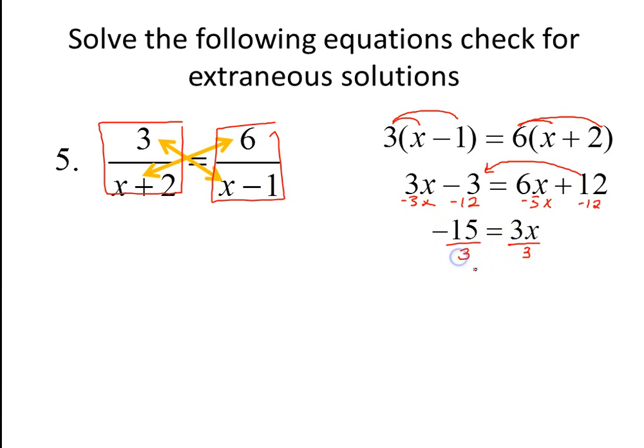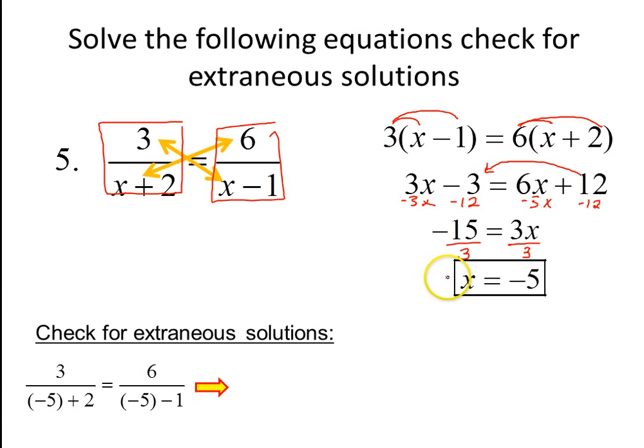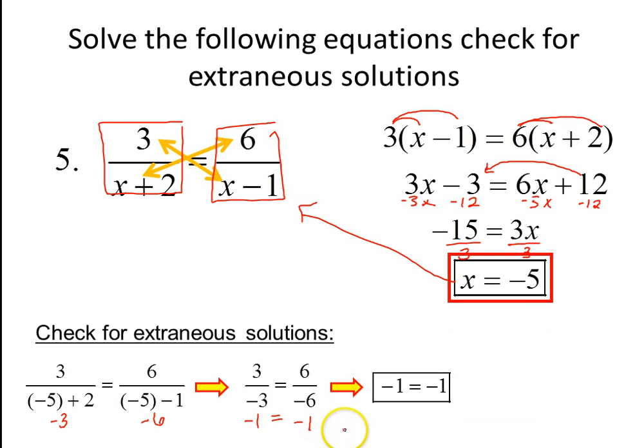Divide both sides by 3. X is negative 5. Last but not least, make sure you check. Plug that back into the original. So 3 over negative 5 plus 2 has to equal 6 over negative 5 minus 1. Well, what is negative 5 plus 2? Negative 3. What's negative 5 minus 1? Negative 6. What is 3 over negative 3? Negative 1. What's 6 over negative 6? Negative 1. Does negative 1 equal negative 1? Yes. So negative 5 works.